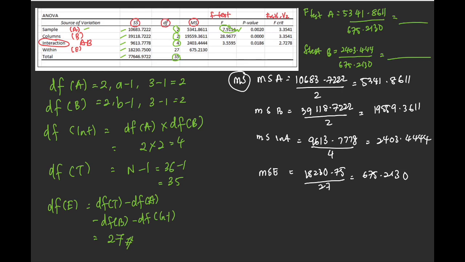And the same goes for the F test AB. F test interaction is equal to this one, F test A, B. 19559.3611 divided by 675.2130. You will get the F test interaction.